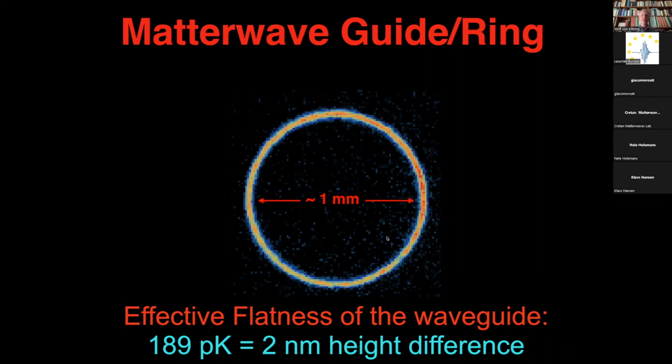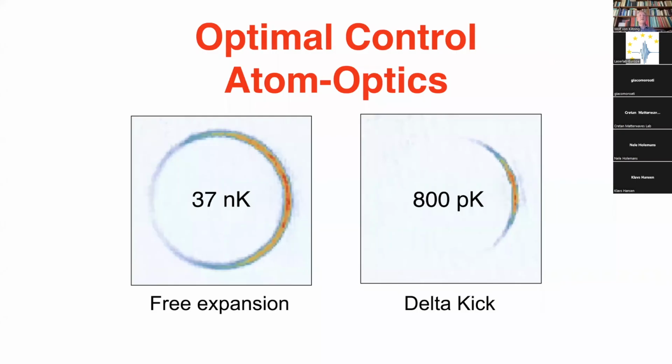And at the same time, we can control these potentials with enormous precision. We can put in the co-moving potential, which means we can make tiny differences of the order of tens of pico-kelvin. We can move a sine wave along the ring and do experiments with that. And what we can use it for is optimal control atom optics.